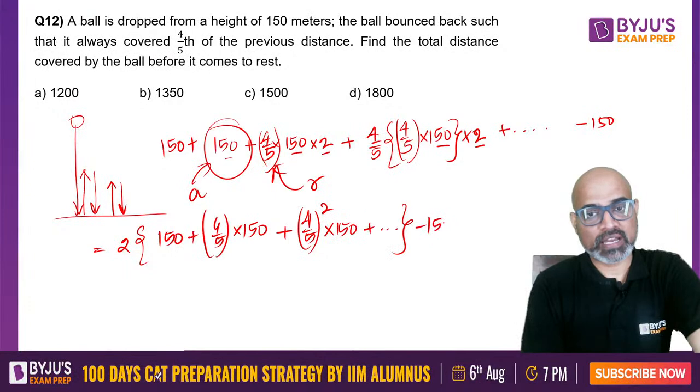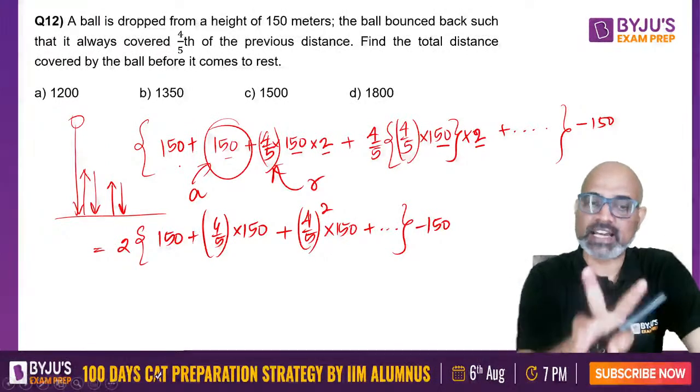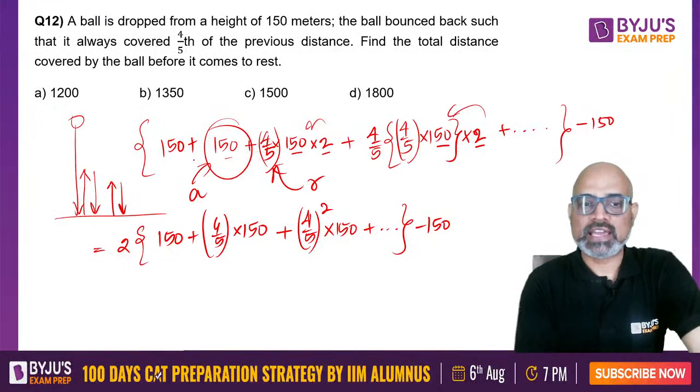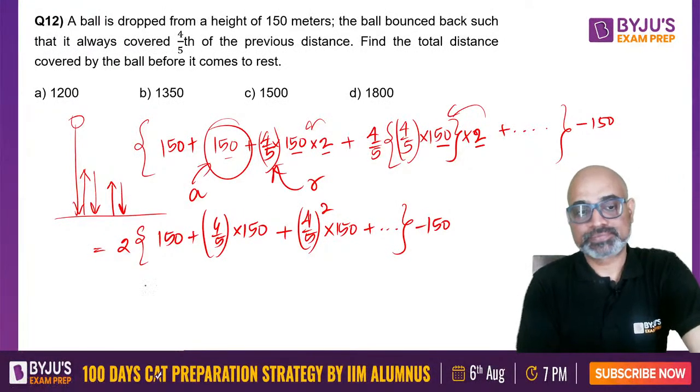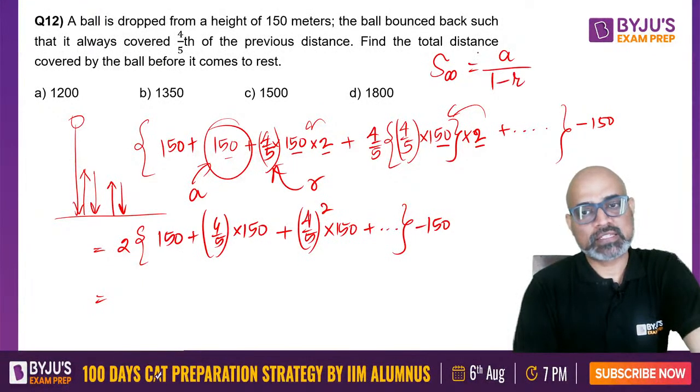And we do have a minus 150 at the end. So I have clubbed these together. Because there was only 150, I added a 150 so that I have 2 times 150, because everything else was 2 times. If you add one, you must also subtract one. So how do you calculate the sum of infinite terms of a geometric series? It's a upon 1 minus r, right?